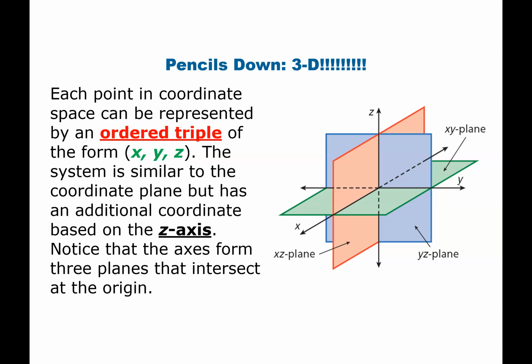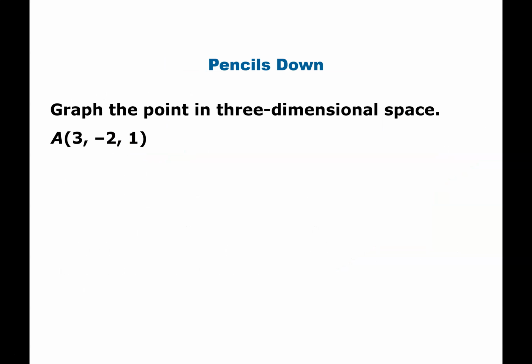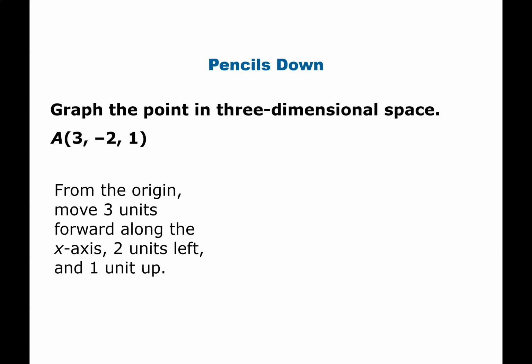Each point in the coordinate space can be represented by an ordered triple of the form XYZ. A system is similar to the coordinate plane, but has an additional coordinate based on the z-axis. Notice the axes form three planes that intersect at the origin. So there it would intersect at a point. All right, this is if you were to graph it. We're not going to do that. So we're just looking. That's all.